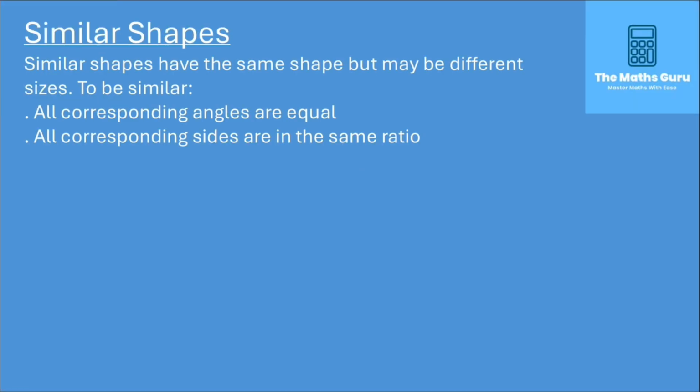Similar shapes have the same shape but may be different in size. To be similar, all angles must be the same and all sides must be in the same ratio.